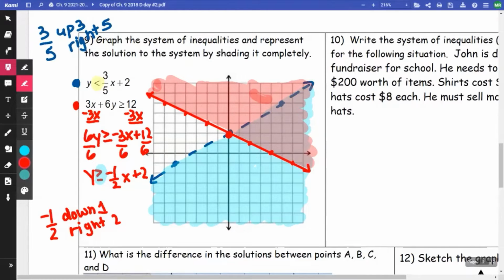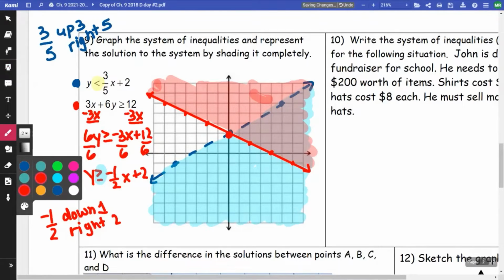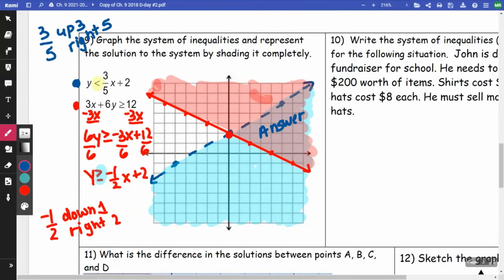So where my answer is, I'm going to write the word answer. Okay, this is where my answer is, any point in this region, which includes stuff that is from here to here on that line. Not over here though, because there's no blue over here. And that line is solid. Over here, this line, not included because it's dashed. Okay, just understand that.